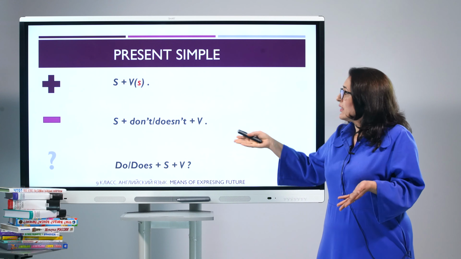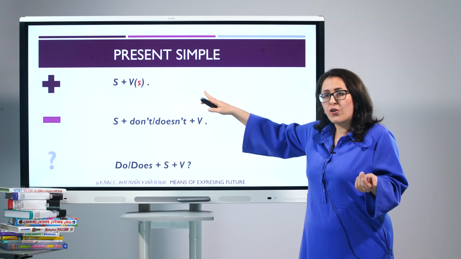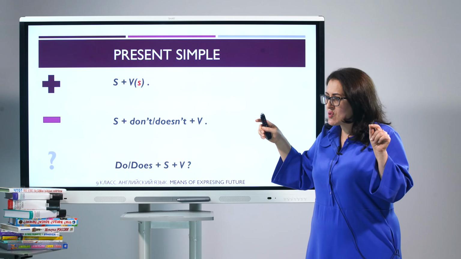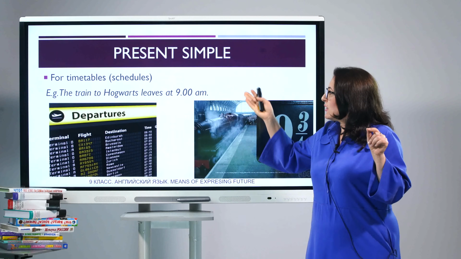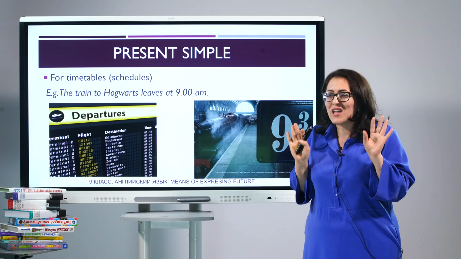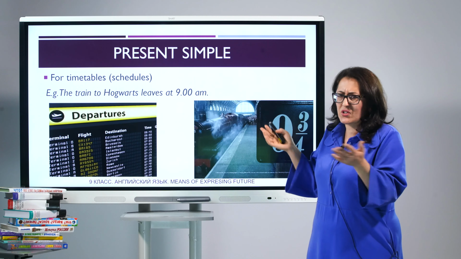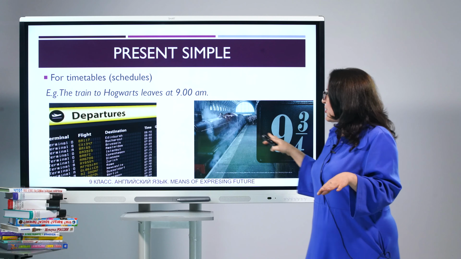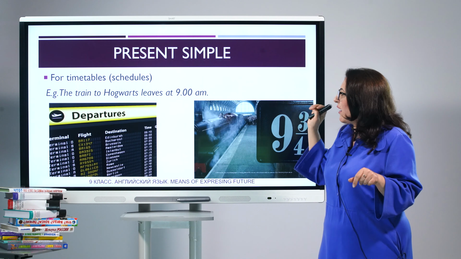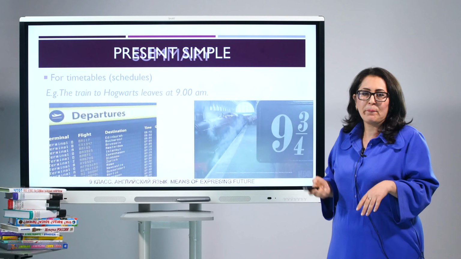Present simple as a means of expressing the future is also clear. Here, don't forget about the ending s, which is used in third person singular. And present simple as a means of future is just for timetables and schedules. We can say timetables, schedules, doesn't matter. Okay, the pictures here show the idea. The train to Hogwarts leaves at 9 a.m. Look here and look at this GIF. All this is clear enough.